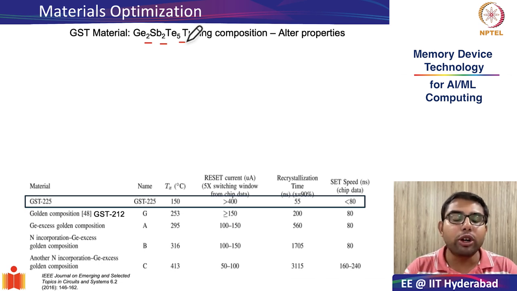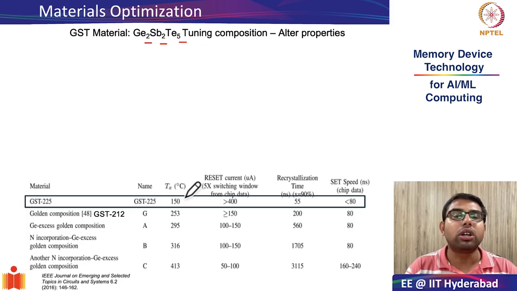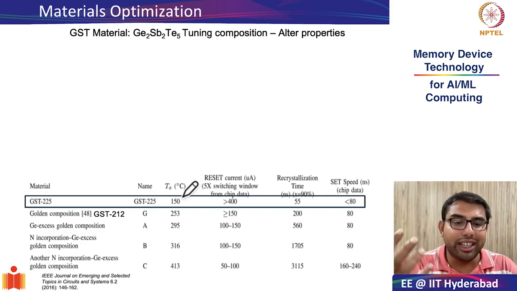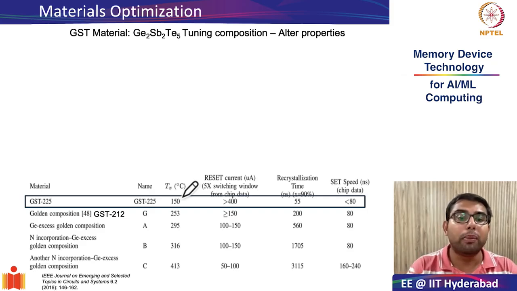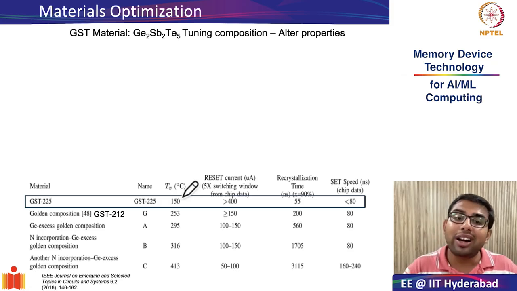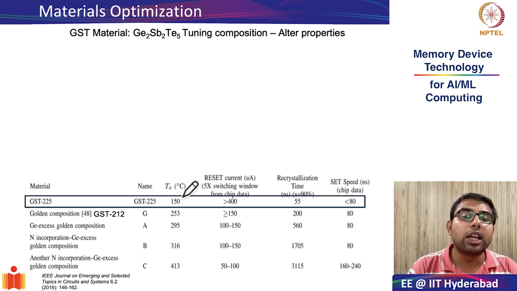And when people started making PC RAMs out of it, they saw that indeed the crystallization temperature is very low. The crystallization temperature being low seems like a good idea in terms of having lower energy to give to the system, but it comes with the problem of lower retention or stability, right? Because any kind of thermal noise or thermal disturbance will be able to recrystallize this material.